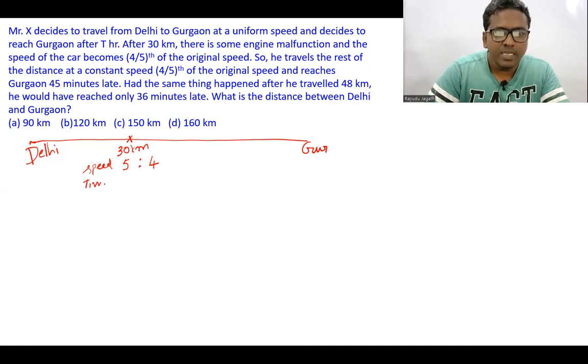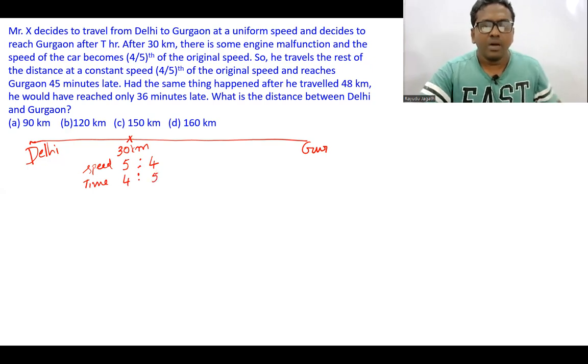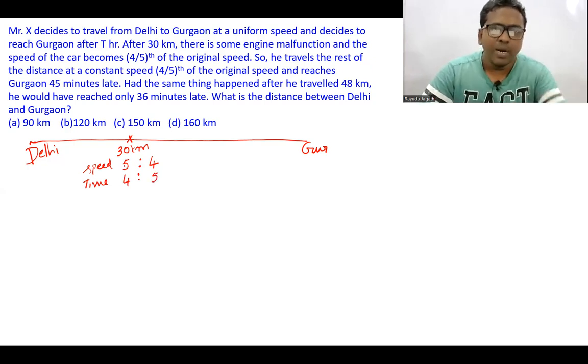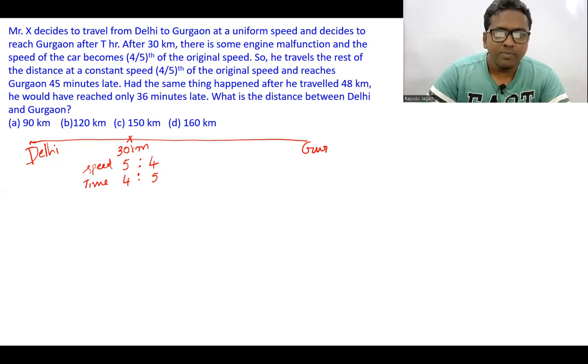Time will be changed as 4:5. I repeat, actual speed is 5 parts. Now its speed is 4 parts from 30 kilometer onwards. Up to 30 kilometer speed of the car will be 5 parts only. But time ratio changes as 4:5. Why? Because we have a formula, distance is equal to speed into time. When distance to be covered is constant, speed and time are inversely related. So here speed is 5 parts to 4 parts. Therefore, time will be 4 parts to 5 parts.